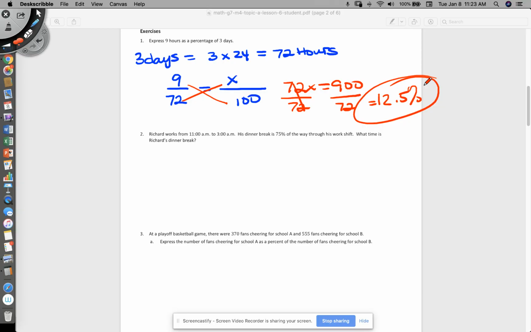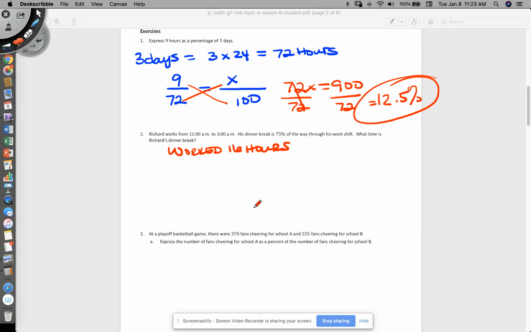All right. Let's look at number 2. Richard works from 11 a.m. to 3 a.m., so over 24 hours. His dinner break is 75% of the way through his shift. What time is his dinner break? So how many hours has he worked? From 11 a.m. to 3 a.m., that is 16 hours. So he's worked 16 hours.